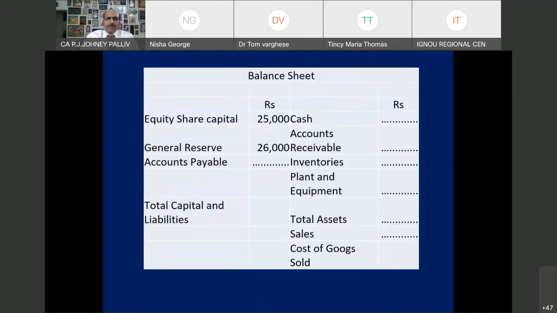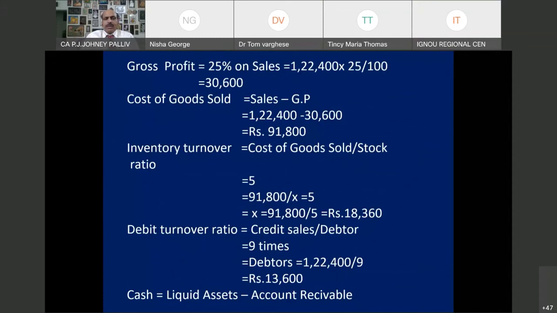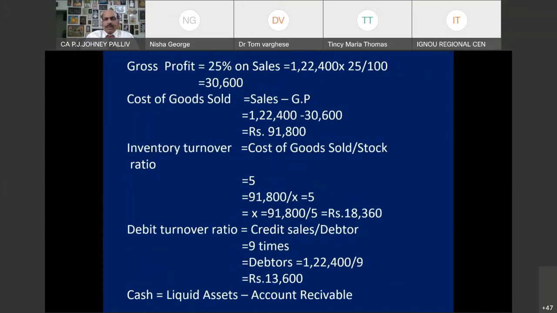Now, there is another formula given in the question. What is that? Inventory turnover ratio. What is the mathematical equation of inventory turnover ratio? Inventory turnover ratio is equal to cost of goods sold divided by closing stock. That is equal to 5. And cost of goods sold is given as 91,800, divided by stock is equal to 5. Therefore, stock is equal to 91,800 divided by 5, that is 18,360. So closing stock in the balance sheet is 18,360. That figure we got. You can see the inventory value 18,360.